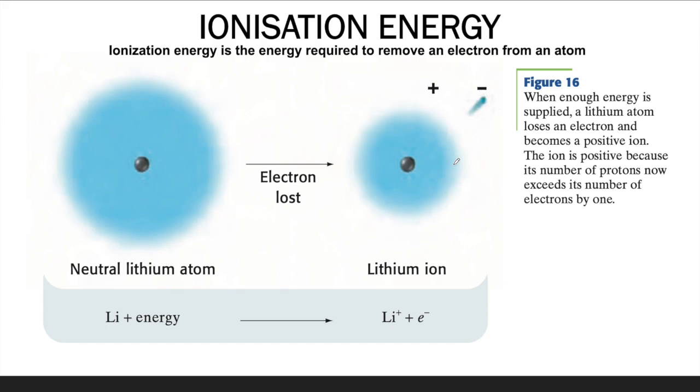Our next periodic property is ionization energy. Ionization energy is the energy required to remove an electron from an atom. If we consider this lithium atom, lithium consists of 2 energy shells. In the first energy shell, there are 2 electrons, and in the second energy shell, there is only 1 electron. In a neutral lithium atom, the number of protons and electrons are the same. When I supply energy to this lithium atom, the energy that would be needed to remove this electron from the valence shell of lithium is called the ionization energy for lithium.